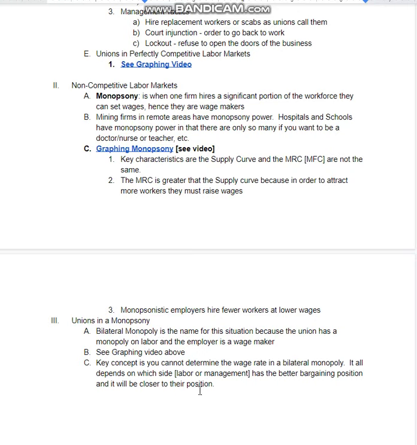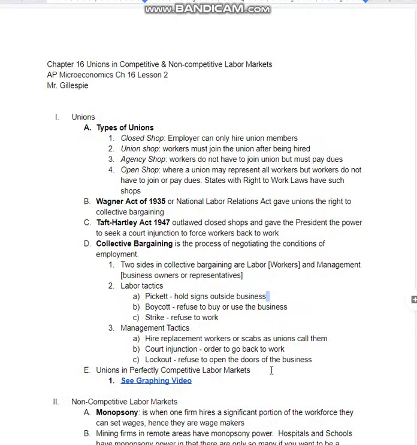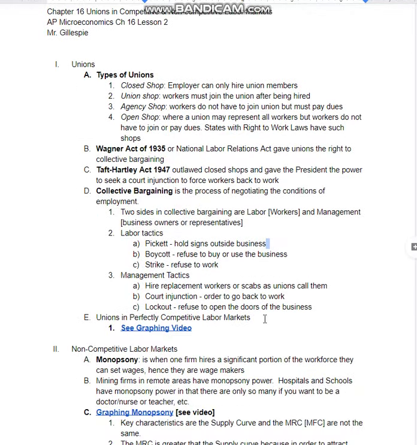And the key concept here is you cannot determine the wage rate in a bilateral monopoly. You're not going to be able to pinpoint that on a graph, and you won't have to worry about any of this on the AP exam. This is just for future background. So it all depends on who has the better bargaining position, labor or management. It's going to be closer to their position, and this will make sense when you watch the video. So this summarizes what happens when you have a union in both competitive labor markets and non-competitive labor markets, which are what we call a monopsony.